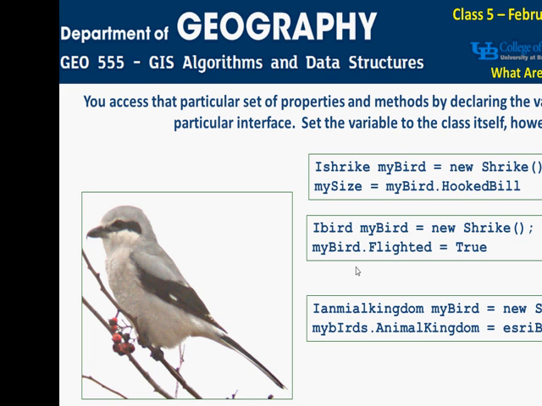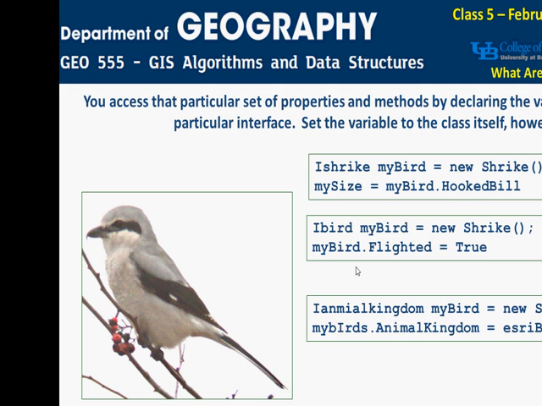So in arc objects, the way we handle that, you actually declare the variable using the interface, not the class. So when we looked at instance variables a month ago now, we say string, my string equals Greg, double or integer, temperature equals -4, etc. Here though, it's a little different. We declare the variable using the interface, not the class. So instead of saying shrike, my bird, it's I shrike, my bird.